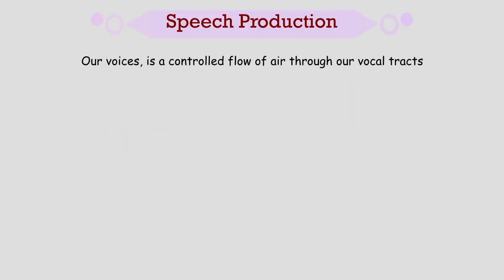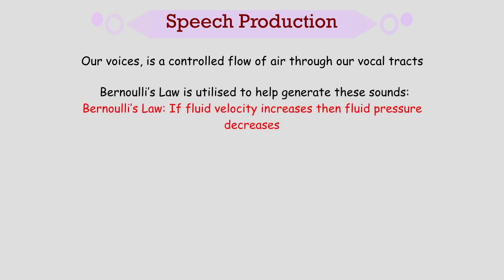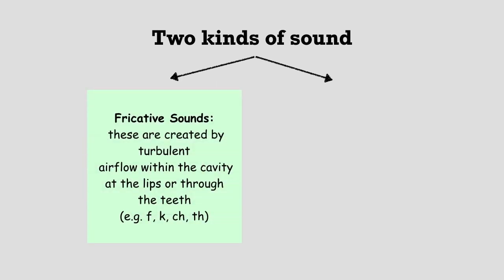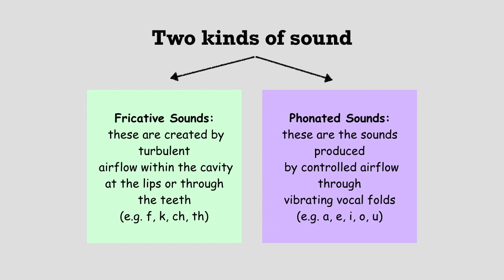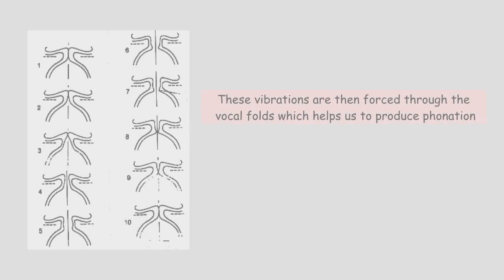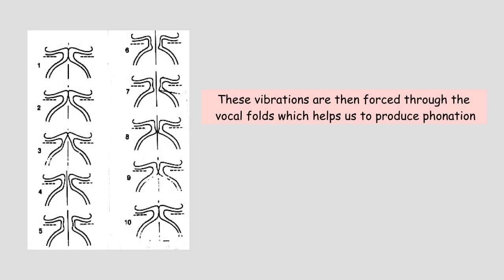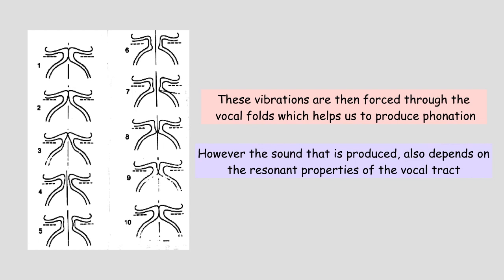Speech production. So our voice is a controlled flow of air through our vocal tracts, and Bernoulli's law is utilized to help generate these sounds. We can produce 2 kinds of sound: phonated and fricative. Fricative sounds are created by turbulent airflow within the cavity at the lips or through the teeth, while phonated sounds are the sounds produced by controlled airflow through vibrating vocal folds. These vibrations are then forced through the vocal folds, which help us to produce phonation. However, the sound that is produced also depends on the resonant properties of the vocal tract.